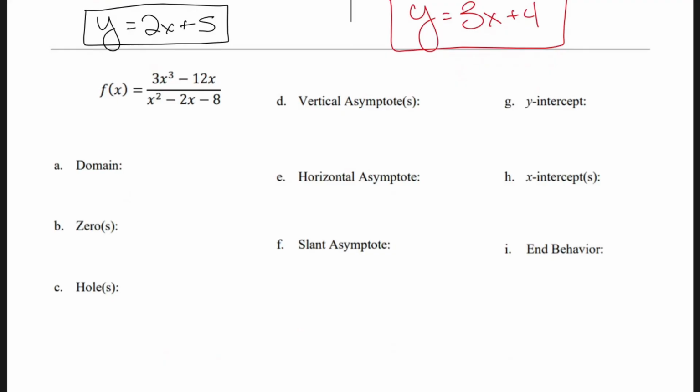Now let's put a lot of this together. Gross. All right. So they want domains, zeros, holes. So we're basically taking everything that we've learned and kind of putting it all together.